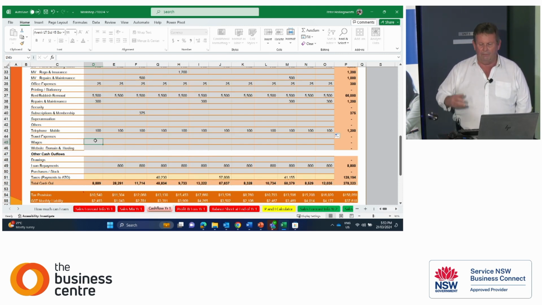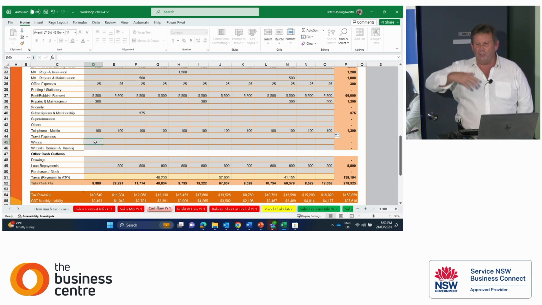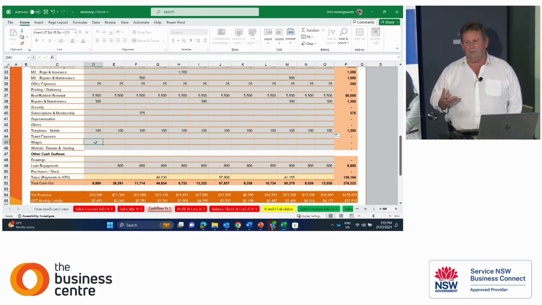Wages is another major cost centre for most businesses, but particularly businesses in retail and hospitality. Of that $100 of revenue that comes in, typically you'll see something between probably low 30s to mid to high 40s. So 35, 37, 42% of that $100 spent on wages.